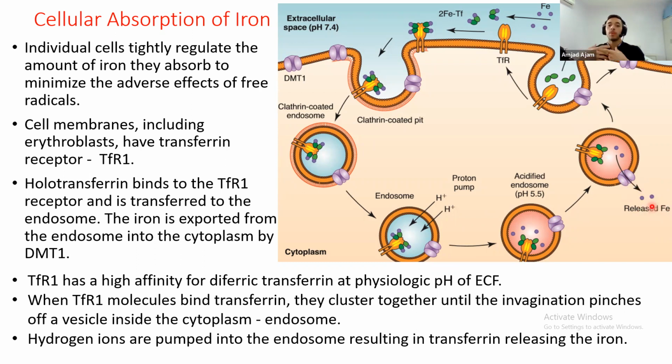Now we have the iron in the cytoplasm, and iron can perform its functions. One function, for example, is as a cofactor for cytochrome enzymes. Is it clear? Ferroportin releases iron from the enterocytes into the plasma.